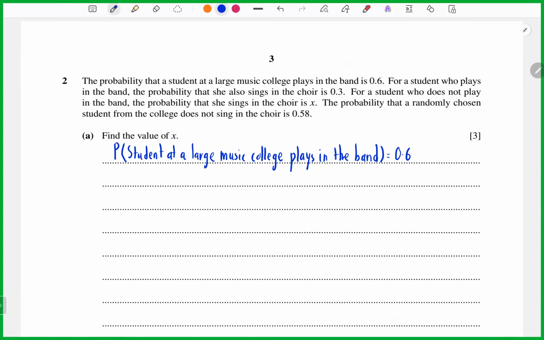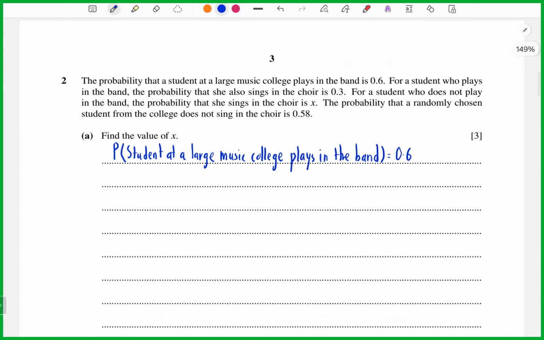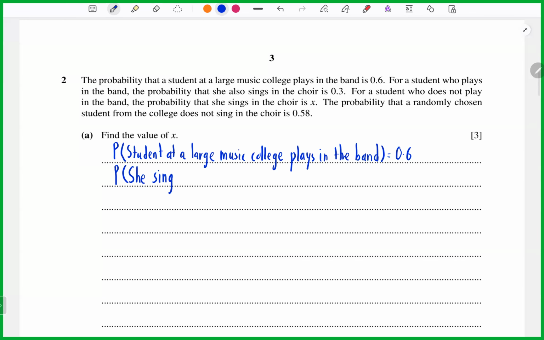0.3. What is the difference now? You see the central question is she, not the large music college property. So they will focus more on the individual student only. Let's see. She sings in the chorus equals 0.3.